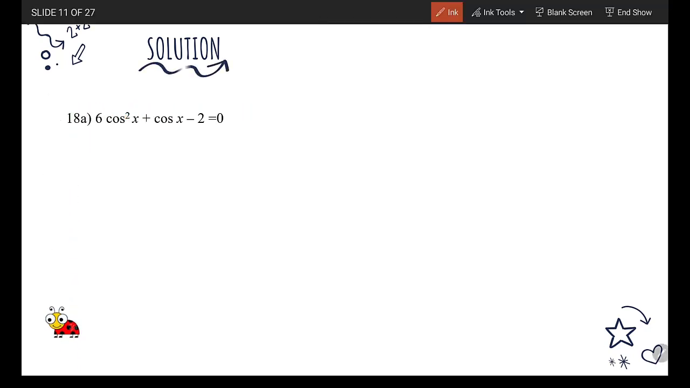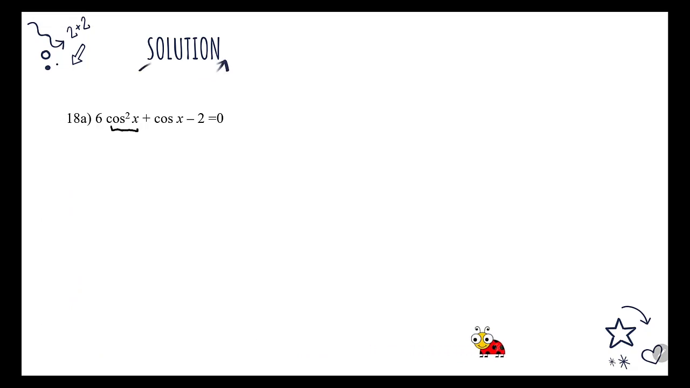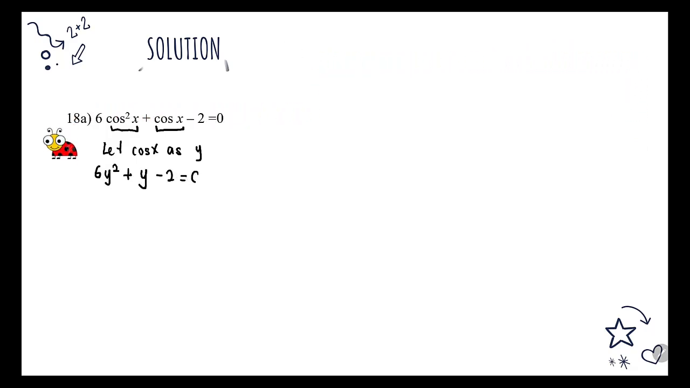Now, for the first example, since this is 6 cos square x plus cos x minus 2 equals 0, and both of these are cos x, we do not have to use any trigonometric identity to reduce this to sine, cos, or tangent. What we're going to do is let cos x be any alphabet that we like, maybe y. So what's going to happen to our equation here? Cos square x will become y square, cos x will become y, minus 2 equals 0.